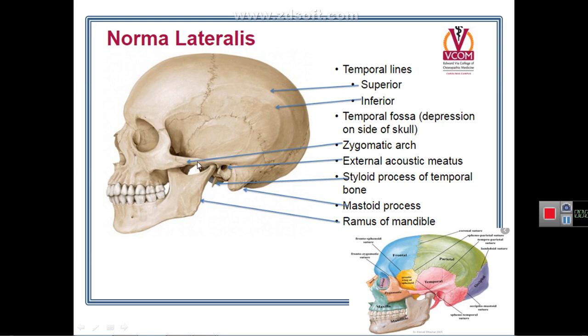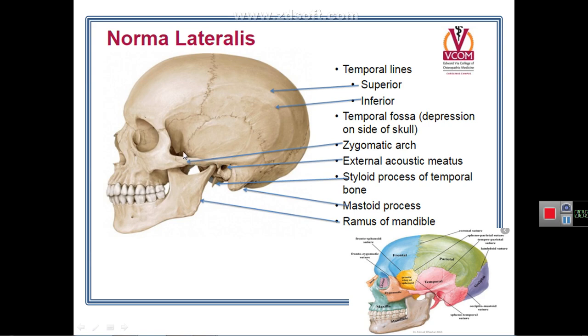Also, the norma lateralis here shows an arch which is called the zygomatic arch. It is formed by the temporal process of zygomatic bone and the zygomatic process of temporal bone. This zygomatic process of temporal bone forms about the posterior two-thirds of the zygomatic arch, whereas the anterior one-third is only formed by the temporal process of zygomatic bone. The zygomatic process of temporal bone forming the arch is sometimes called zygoma.